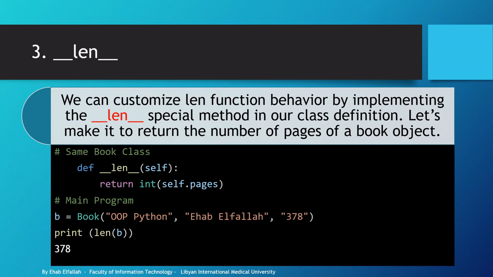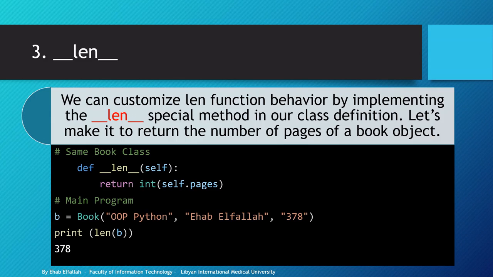So if we have a len of a string, it will give us the length of the string, the number of characters inside that string. But if we call the len of a class, for example the book, which number will it return for us? If we have a special method called len, we can customize the length that we will return from this class.